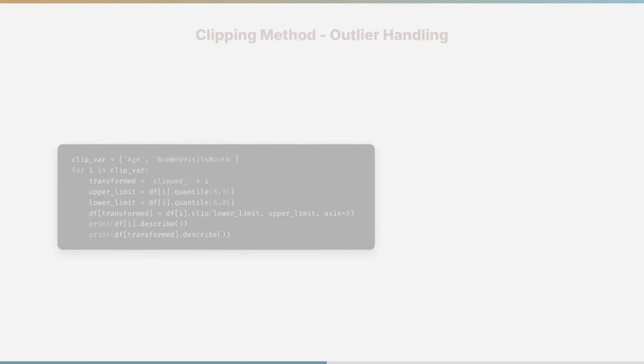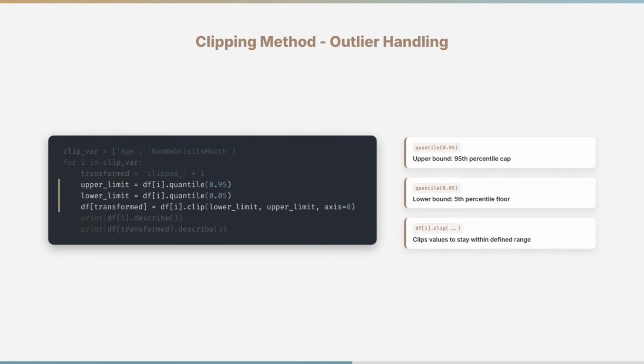Next, we tackle outliers with clipping. We define upper and lower bounds using quantiles, typically from the 5th to the 95th percentile, and then cap all values outside this range. In practice, that means any values below the 5th percentile are raised to the lower bound and any values above the 95th percentile are reduced to the upper bound. For this dataset, clipping is particularly useful for age and number web visits month, which contain implausibly large values. This prevents a few extreme records from dominating the learning process.